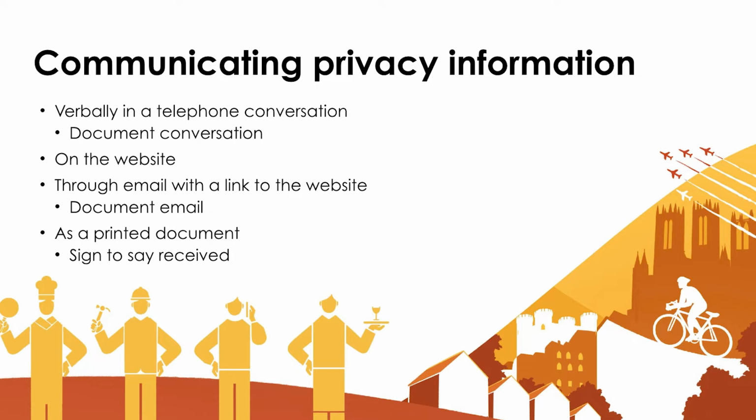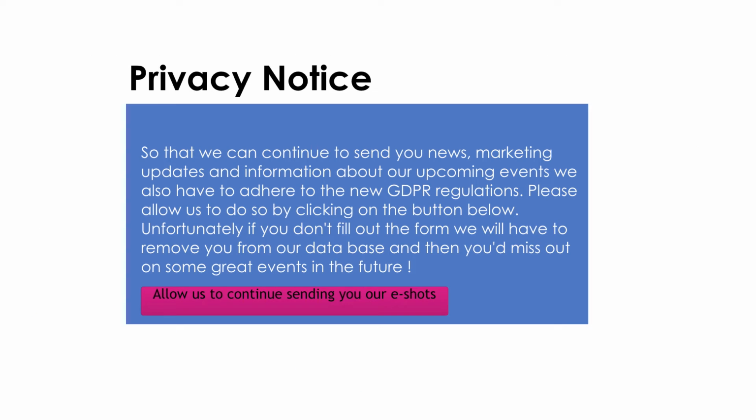How do you communicate your privacy policies? Well, you can do it verbally in a telephone conversation or face-to-face, but you must document that conversation. You can do it on the website, so you can actually have your privacy policies in your website. You can do it through email with a link to a website or a document within that email, or you could do it as a printed document and ask people to sign it in your presence. A typical privacy notice might contain information about marketing updates, about up and coming events, and all sorts of other activities of the company.